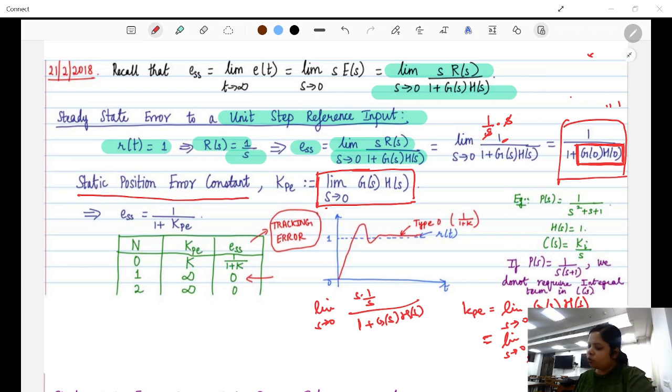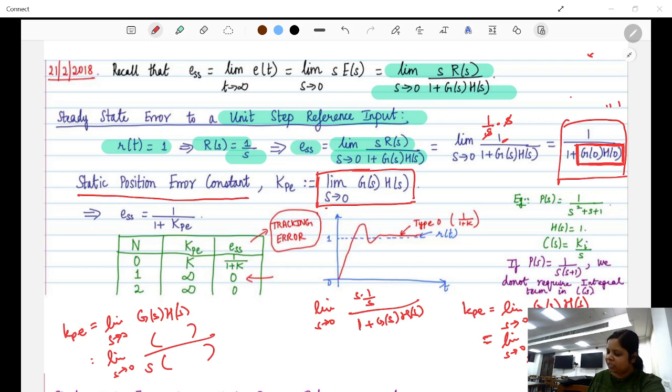But if you go for type 2 system, what would happen? Kp is equal to limit s tends to 0 of GsHs, right? So what would happen here? You would have some quantity upon some quantity and s here. If you put s equal to 0, you will get infinite for the value of Kp. So this is why this is infinite. And 1 upon 1 plus Kp would be 0, so everything would be 0. So what you get here is this quantity. Similar argument goes for this also.